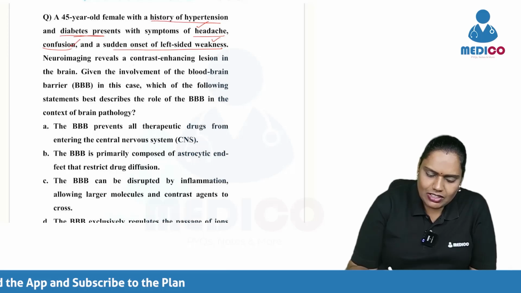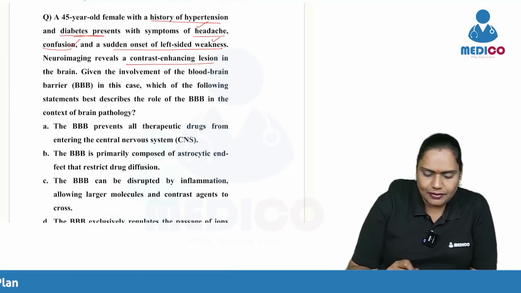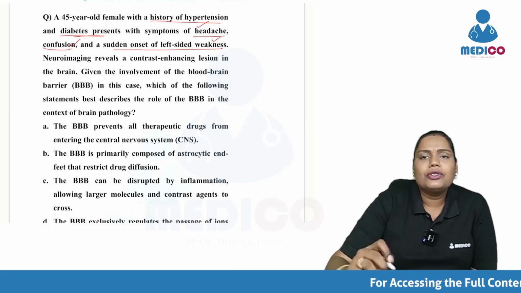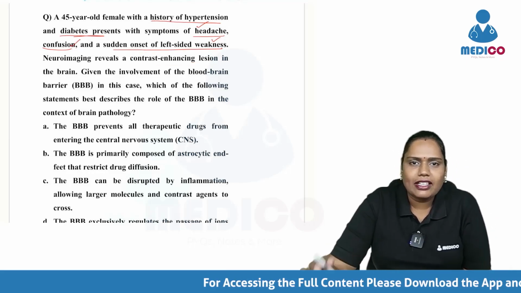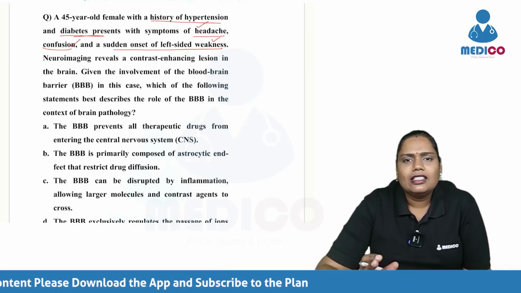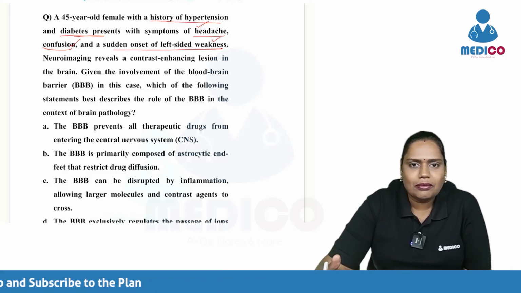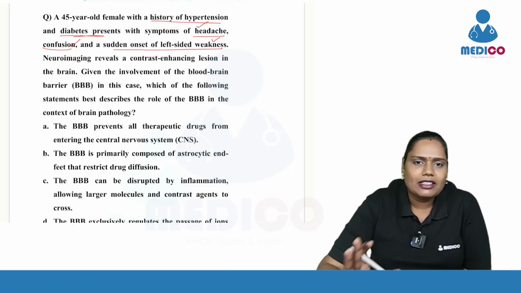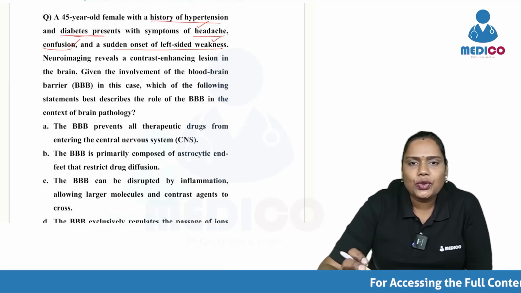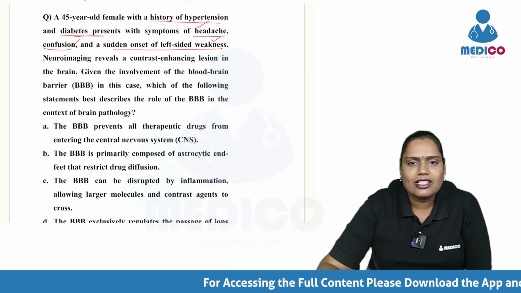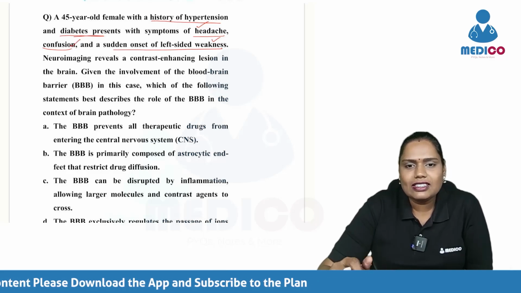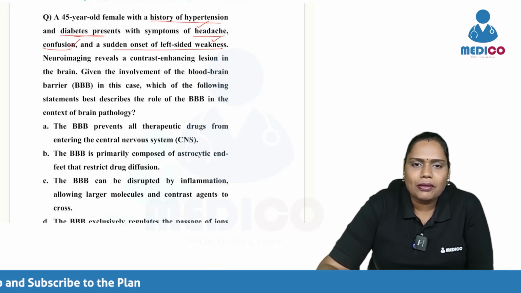Neuroimaging reveals a contrast enhancing lesion in the brain. Whenever you see a contrast enhancing lesion in the brain, we know the brain is protected by the blood brain barrier. This blood brain barrier limits the substances that enter from the blood into the brain capillaries. But whenever there is a tumor in the brain, or an inflammatory condition, or an infection, some pathology going on in the brain tissue, in all these areas the blood brain barrier will be compromised.